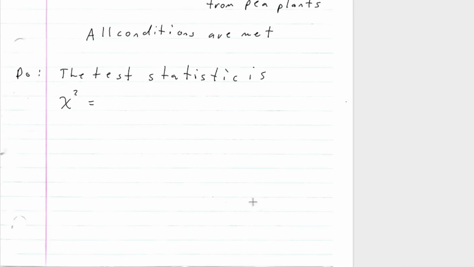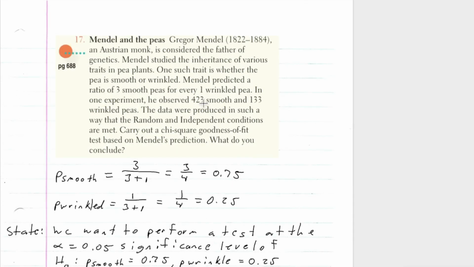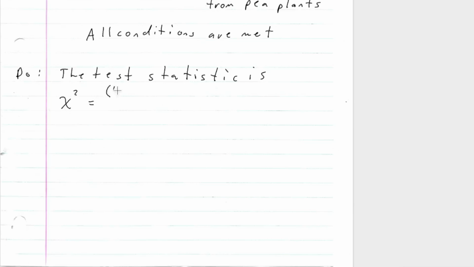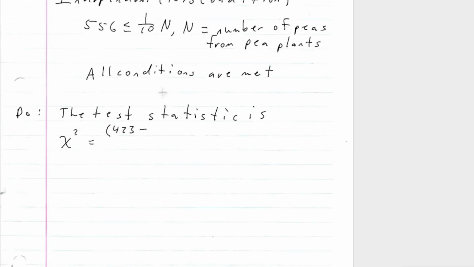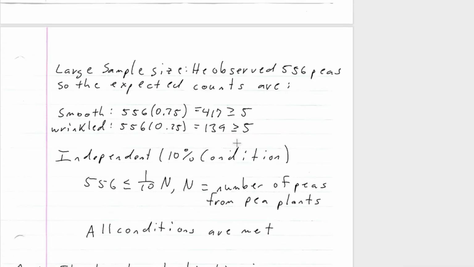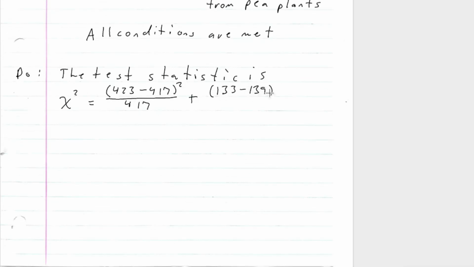So the test statistic is, the chi-squared, remember, so in his test it was 423, right? So 423 minus the expected, which was 417, squared over 417, plus 133 minus the expected, which was 139, squared over 139. And that gives us 0.345. Okay, and we know the degree of freedom is going to be equal to 2 minus 1, which is 1, right?